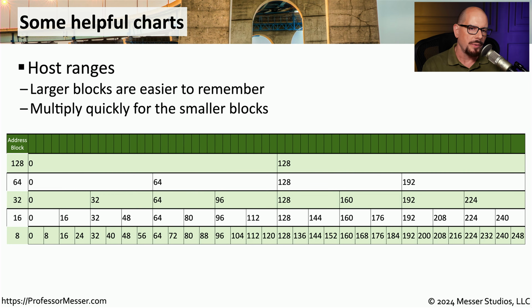Optionally, you could also create a host range chart where you can take an address block and then separate out what the differences are for that particular block. For example, an address block of 128 splits the network into 2 different pieces, 0 through 127 and 128 through 255. An address block of 64 hosts per block would be 0 through 63, 64 through 127, and so on. And you can continue this process with a host block of 32 hosts, 16 hosts, 8 hosts, and so on.